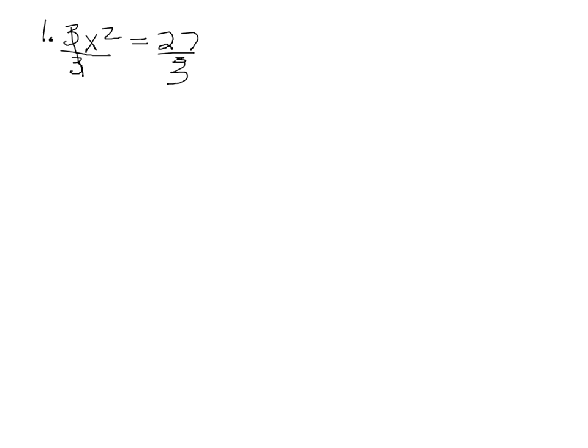And so the 3 cancels over there. I get x squared equals 9. 27 over 3 is 9. Next, I take the square root of both sides. And when I take the square root of both sides, on one side I have to put plus or minus. I don't do it on both sides because it would just cancel out. But on one side, I put plus or minus with the square root.